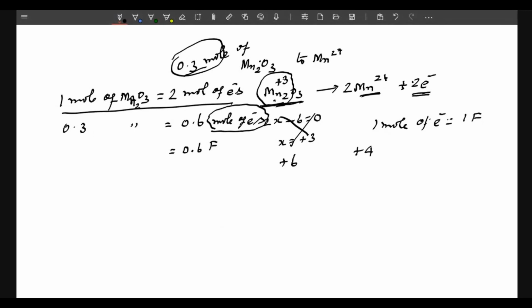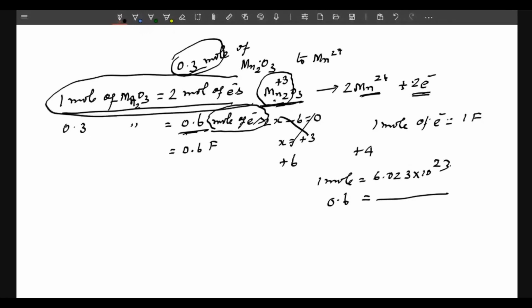How many electrons are involved in this reduction process? Sometimes that question may be asked. 1 mole of electron is nothing but 6.023 into 10 to the power of 23. Here, how many moles are required? 0.6 mole. Therefore, how many electrons are involved in the process? These three types of questions. Answering these questions, first you should establish a relationship, for which you should write down the equation and complete the reduction or oxidation, how many electrons are involved.